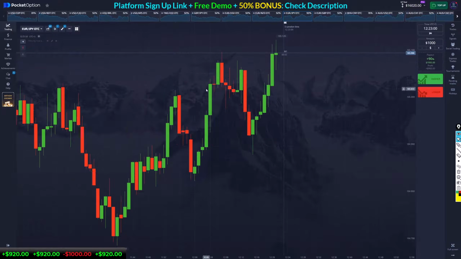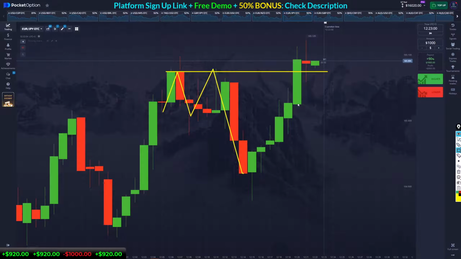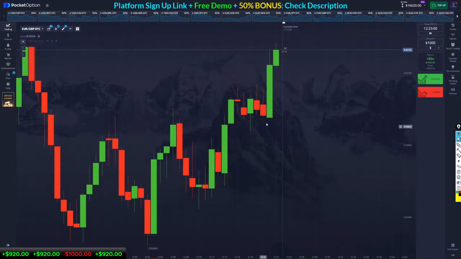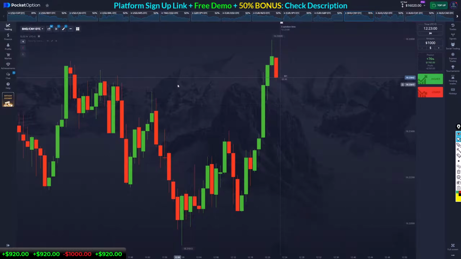Yo, look at this one. First touch, second touch, lower low, breakout, takeable. See, today we almost found 3 or 4 breakout trades. And I still wonder why people cannot find good setups.